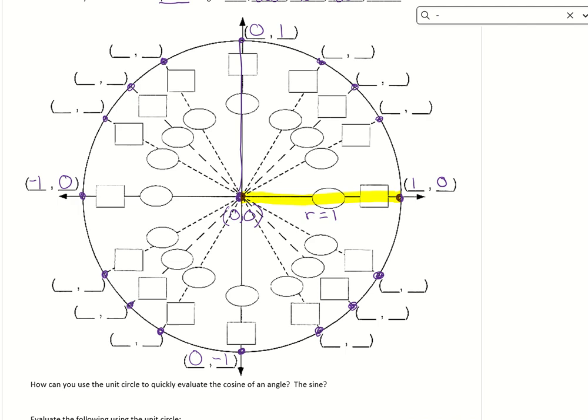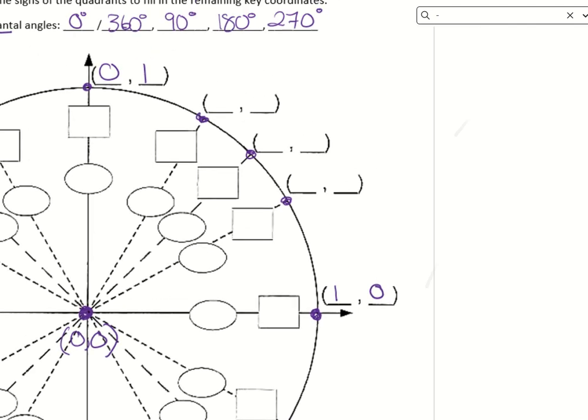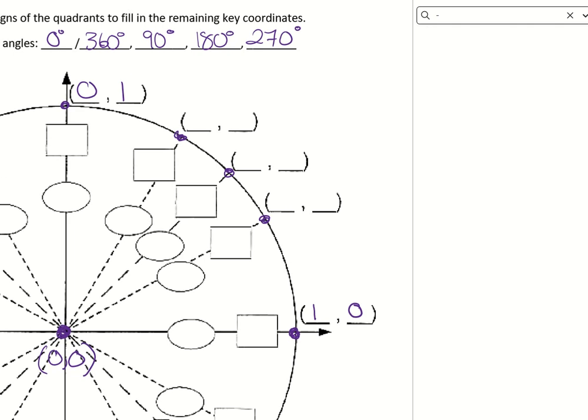So it looks like we have 12 more key points to label, and we do, but the good news is that if you know these 3 in the top right, then you know all the others. Remember how we talked about reference angles? This is one way that reference angles benefit us. So here are the steps to finding these key coordinates.